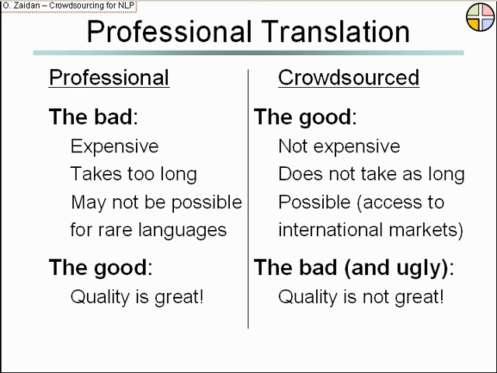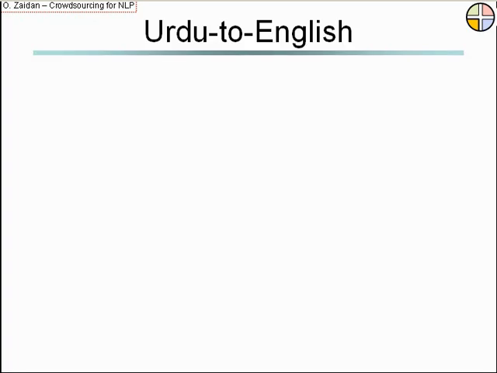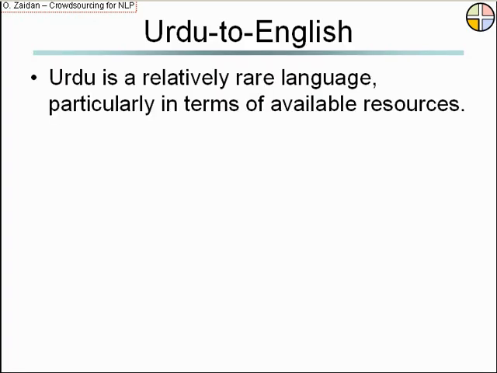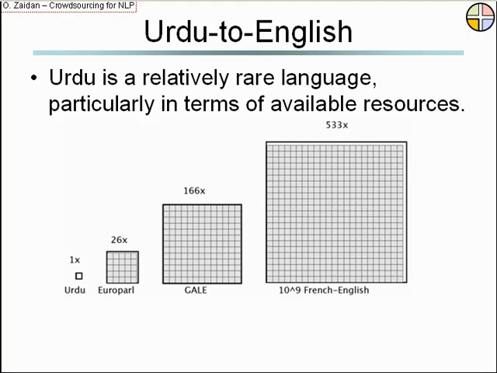Now, let's look at the case of Urdu to English translation. Urdu is a relatively rare language in terms of the available resources, but it's spoken by tens of millions of people in countries like India and Pakistan. If you look at the data available for Urdu and compare it to that available for other languages, you'll see that it's actually a very small amount of data.